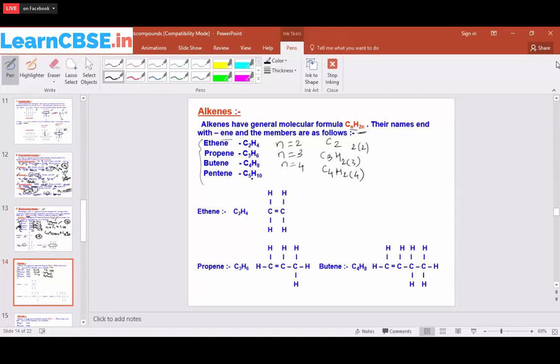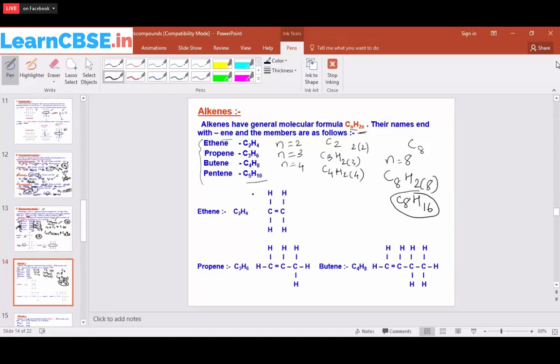Pentene is C5H10. Suppose you would like to write C8. What is the formula for C8 in the alkene family? We can write n equal to 8. C8H2 times 8, so C8H16. This is the formula for C8 in the alkene family.